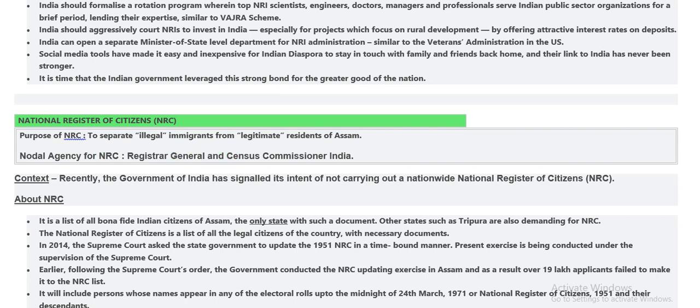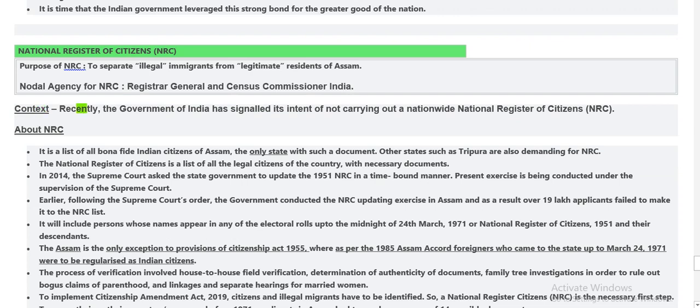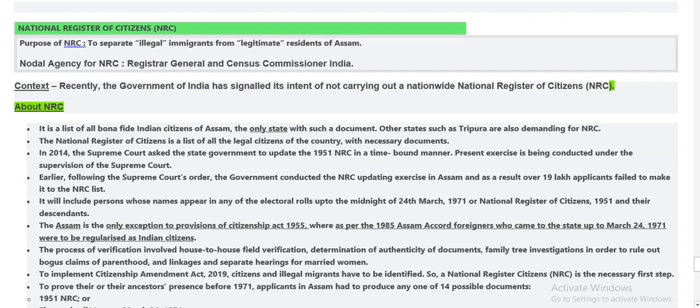National Register of Citizens, NRC. Purpose of NRC: to separate illegal immigrants from legitimate residents of Assam. Nodal agency for NRC: Registrar General and Census Commissioner, India. Context: recently, the Government of India has signalled its intent of not carrying out a nationwide National Register of Citizens, NRC.